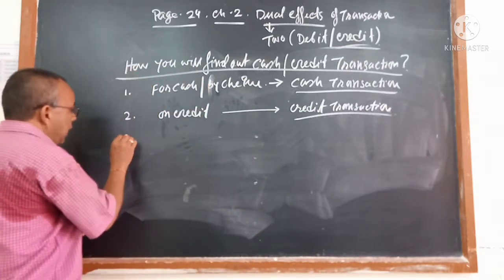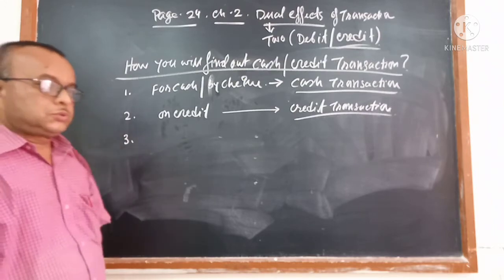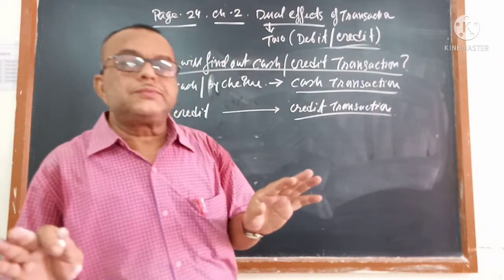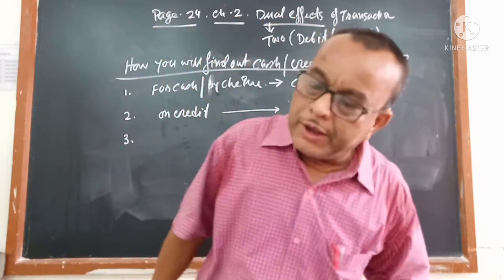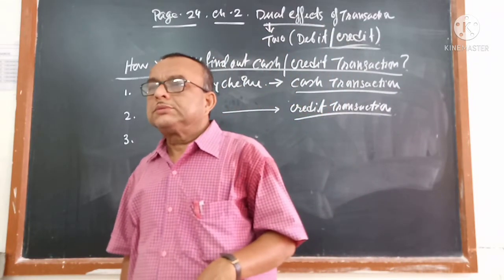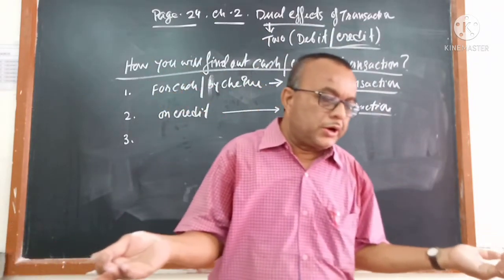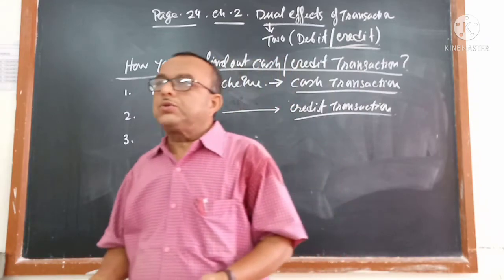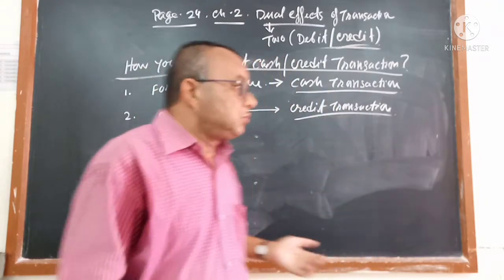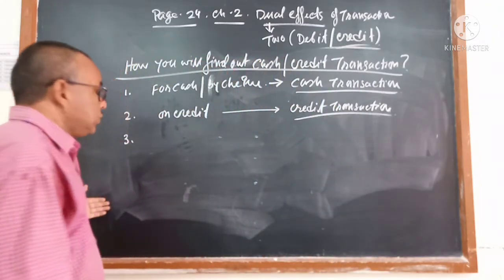Next point, the third one. Suppose you did not get for cash and did not get by check, so you are not getting the cash transaction point. The second point I told you, this is the order in which you will find out. This order, which order I told you.